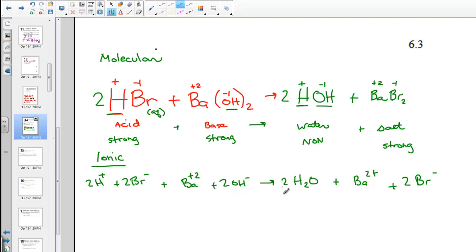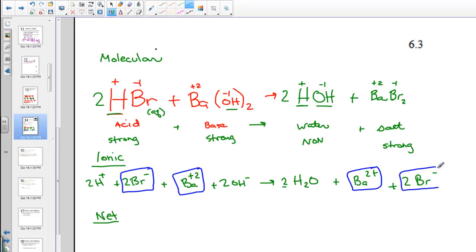Oops, I forgot the coefficient. Let me put that back there. 2 waters, a barium, and 2 bromides. What do we notice the same on the left and on the right side of our equation here? Do you notice that a barium ion, Ba2 positive, appears on the left and the right side unchanged? Do you also notice that the bromide ions also appear on both sides of the arrow unchanged? These are what we refer to as spectator ions.